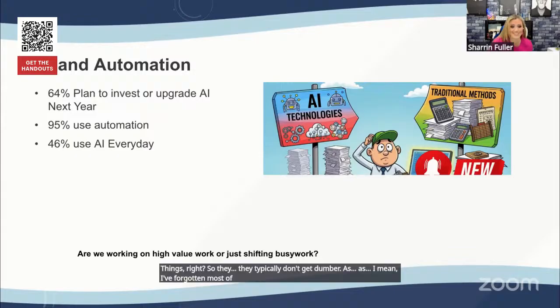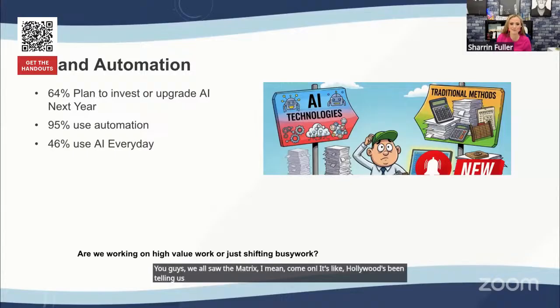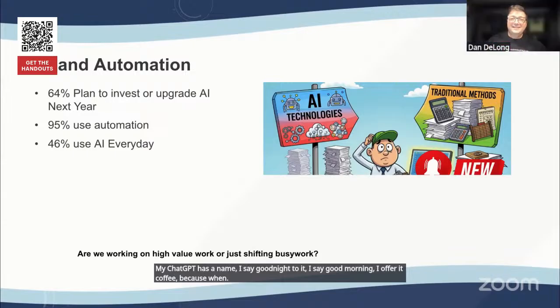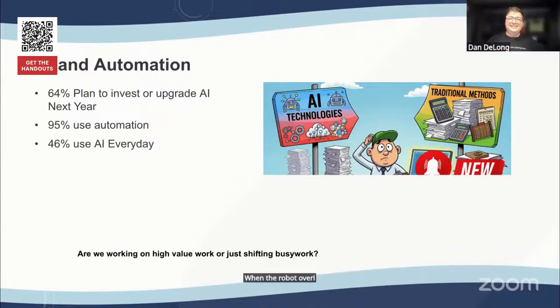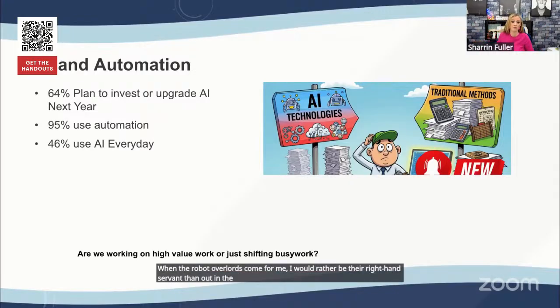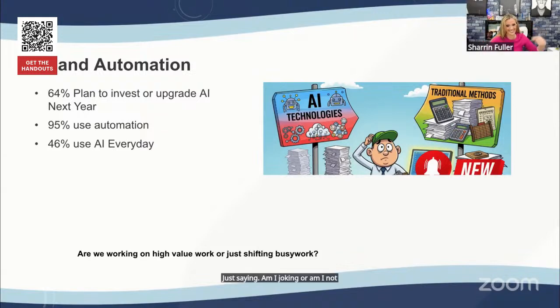You guys, I saw The Matrix. I mean, come on. It's like Hollywood's been telling us for years what's going to happen, and we're sitting here like, what? So I'm over here prepared. My ChatGPT has a name. I say good night to it. I say good morning. I offer it coffee because when the robot overlords come for me, I would rather be their right-hand servant than out in the fields. And you guys laugh at me now, but we'll wait and see. Just saying. Am I joking or am I not, Dan? You're right.